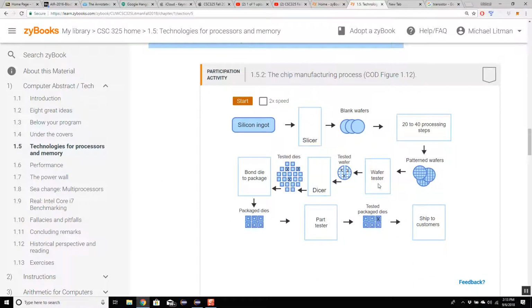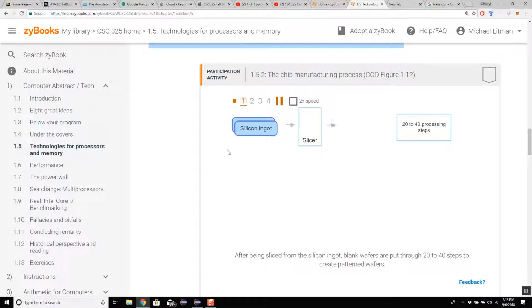All right, and they kind of show what this process looks like. So we start with our ingot, it goes through the slicer. Slicer creates these little blank wafers. It does a whole bunch of stuff, ultimately putting grids on these wafers. So we have this patterned wafer.